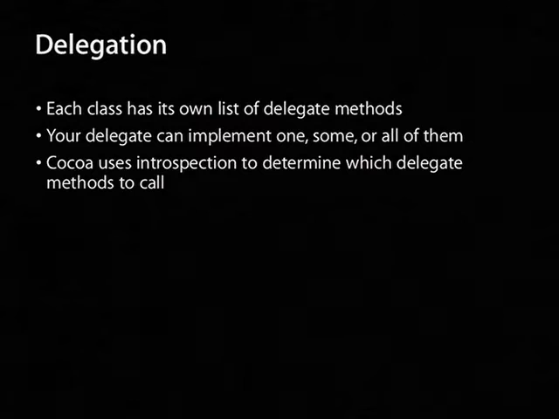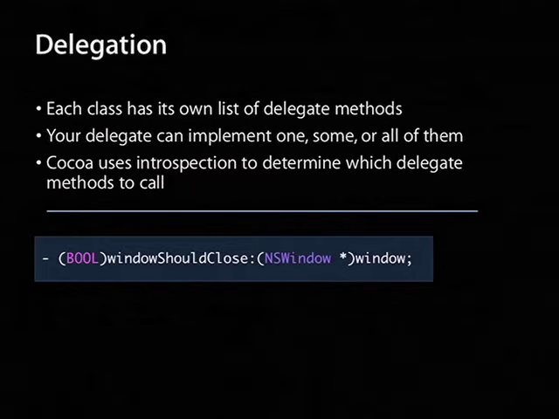You don't have to inform the class, make sure to tell me when, if you're a window, when your window is going to close. And you can implement some of these or all of the methods or none at all. So for example, windowShouldClose, all you have to do is implement this and it will be called on your delegate at the right time. Cocoa knows to call it based on using introspection on your object.